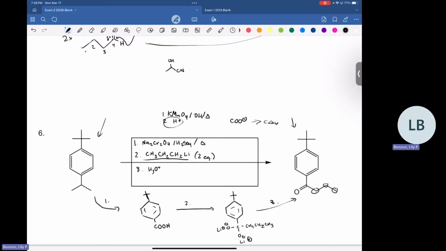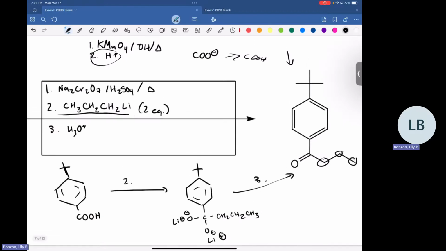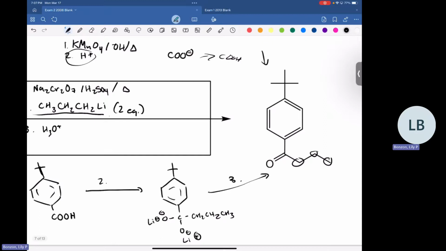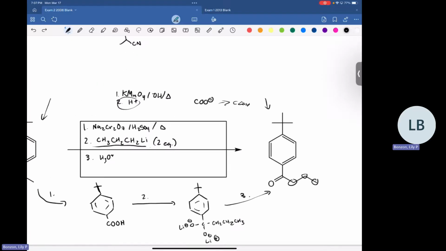So for our first step, we oxidize that isopropyl side chain with our Na2Cr2O7, H2SO4, and heat. We got a carboxylic acid from that. Then we use this lithium reagent, and we form this kind of funky intermediate. And then we use two equivalents to make sure that we get both of those oxygens accounted for. Our last step is just H3O+, and that will reconvert one of the oxygens into the ketone with that R group attached on.